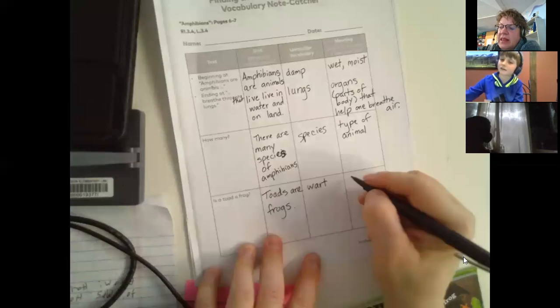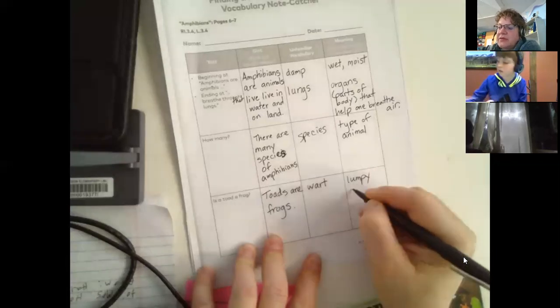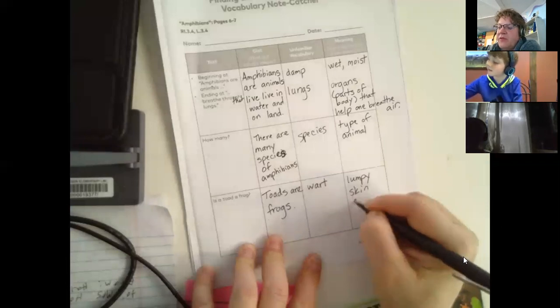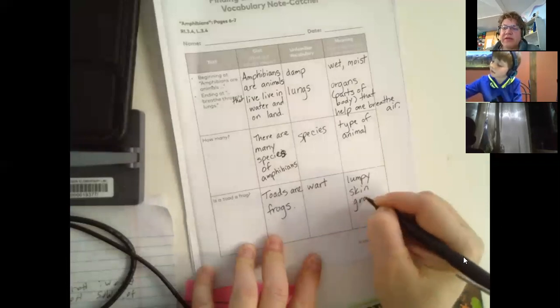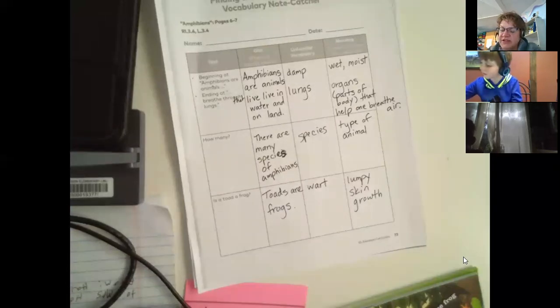It's a lumpy skin growth. Can people get a wart on their skin? Yeah, people can get it, and it's just a little lump, a little bump kind of, and it grows on their skin, and then they can get rid of it in different ways.